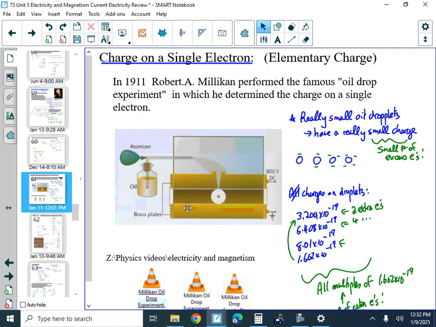Basically he sprayed little oil droplets between charged plates, and the oil droplets tended to have small numbers of additional electrons on them. And so they were able to calculate the charge on a bunch of different droplets and reduce down to the idea that they're all multiples of a smallest possible number. And so we're able to measure that smallest possible charge, which of course is the charge on an electron.